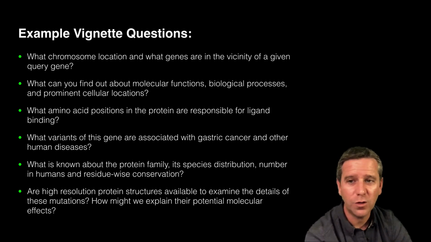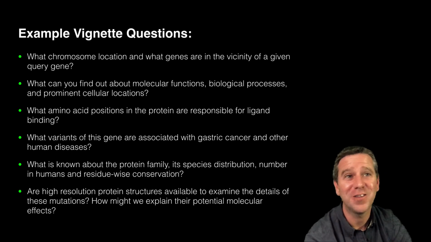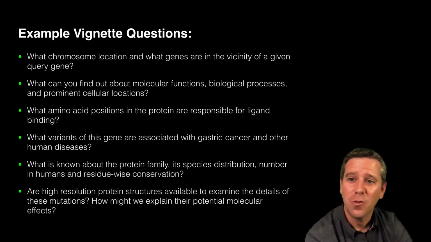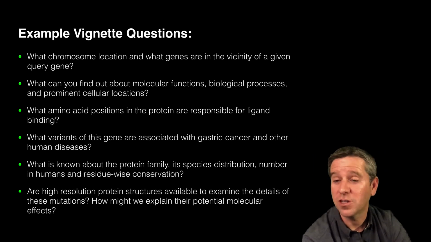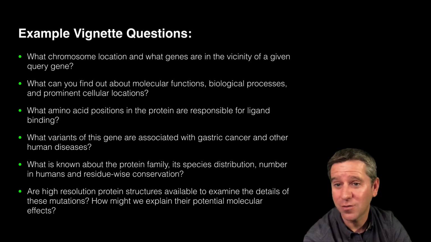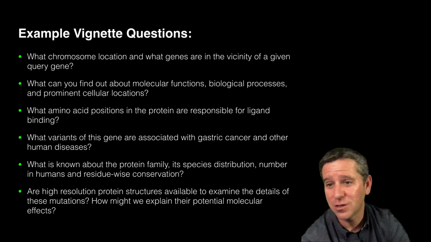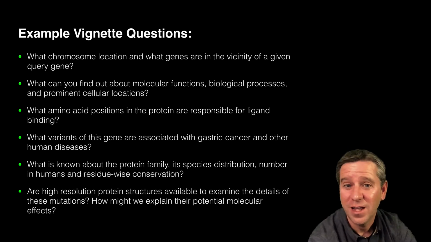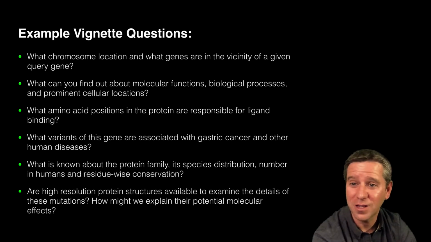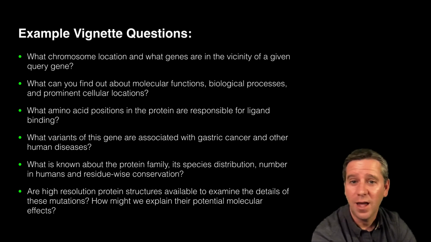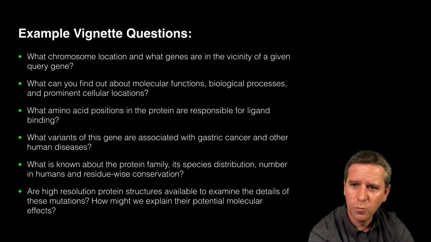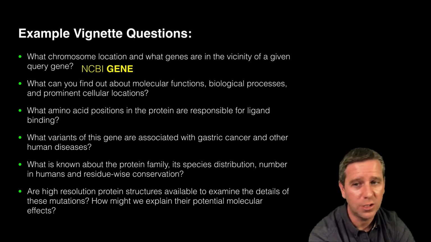But first, before we look at those results, let's see what sort of questions we want to answer. So here's the kind of questions that we're going to go after. What chromosome, so what's the genetic or genomic location, for example, of these genes? What other genes are in the vicinity of that query gene? This is often useful if you're interested in what comes along with a given gene or what multiple mutations, for example, might affect. And for that, we're going to use NCBI Gene.